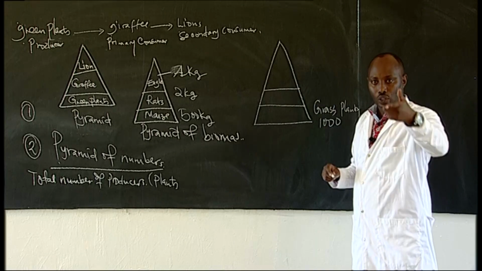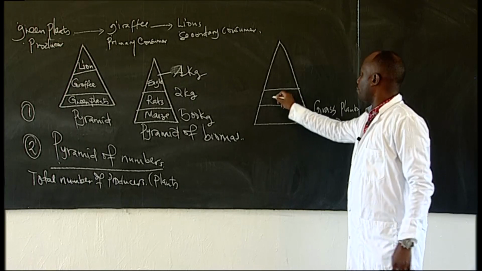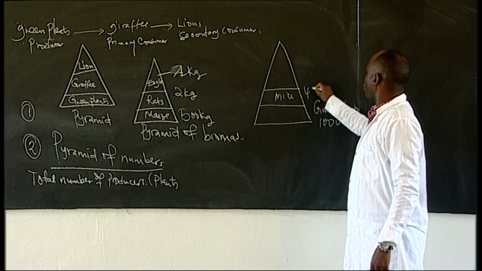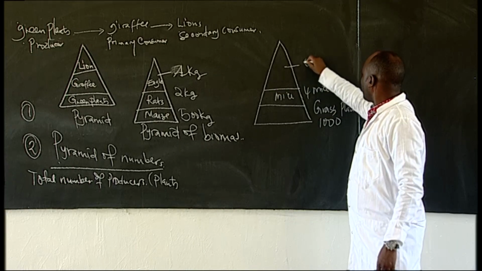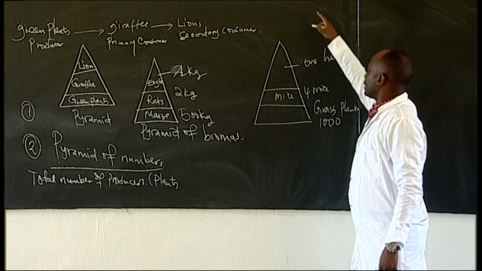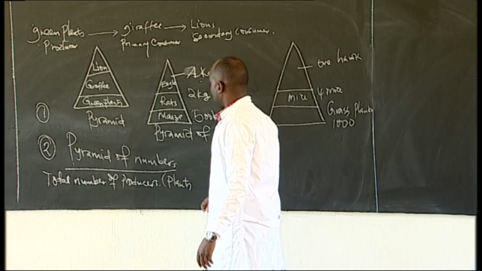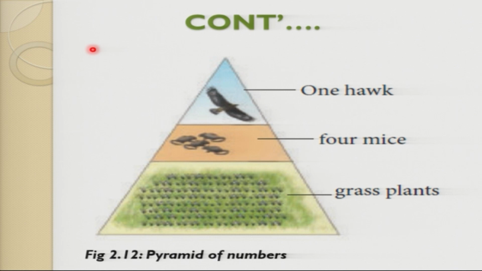Pyramid of numbers. Total number of species we have. This is green plants. Here we have mice, which is almost 4 mice. The top one we have is one hawk. Okay? This one is a diagrammatic presentation of the pyramid of numbers. Pyramid of biomass, pyramid of numbers. Are you with me? Are you following me? That's good. Let's go ahead and discuss, okay?